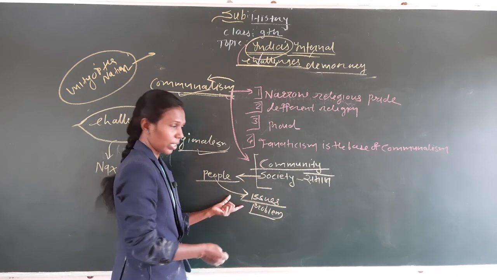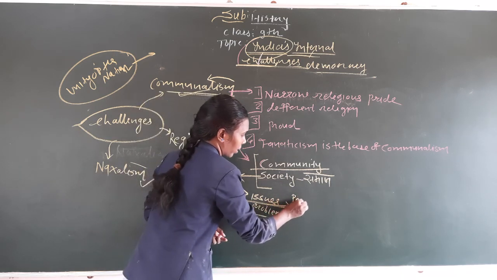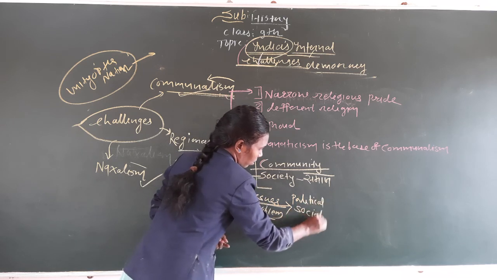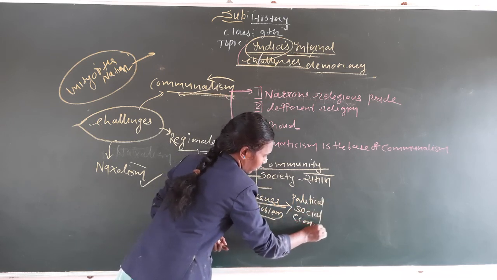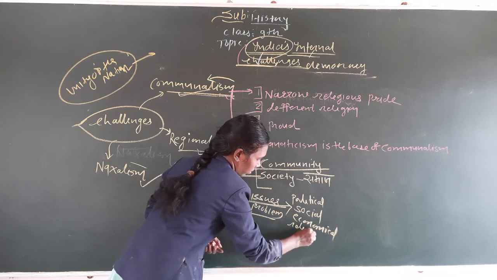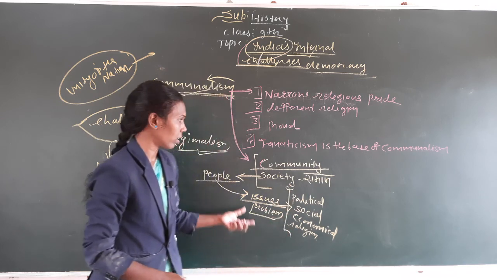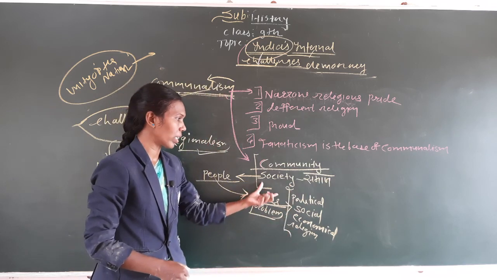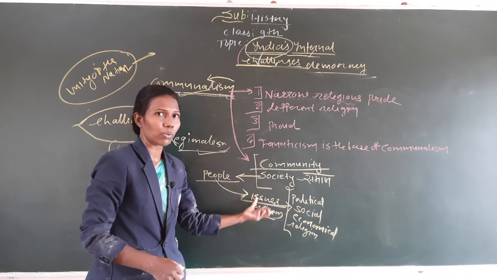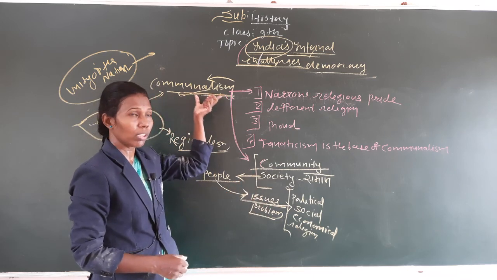So which issues are created by the people? For example, on the basis of political, social, economical or religion. These all the issues, these all the problems are created by humans who live in the society. So whatever problems are created by human beings who live in the community, these problems are also known as communalism.